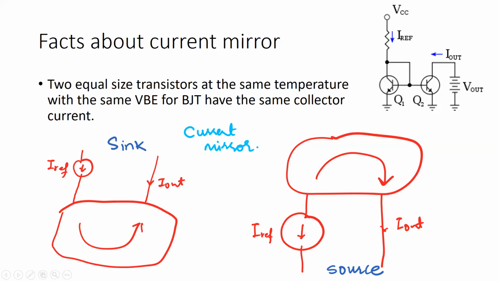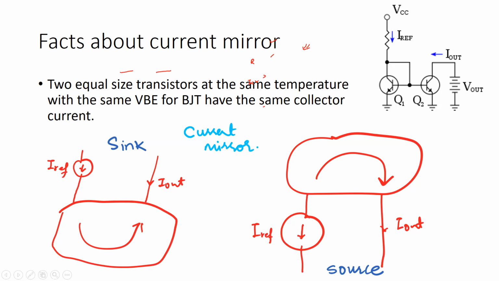Hello. So we continue our discussion about the current mirror. This is the building block that we discussed in our previous module. And here was that circuit where we applied the voltage source, VCC, and then there was this resistor R that drew the current I reference. We call it an input current. That current is flowing into the transistor Q1, and that is the collector current.